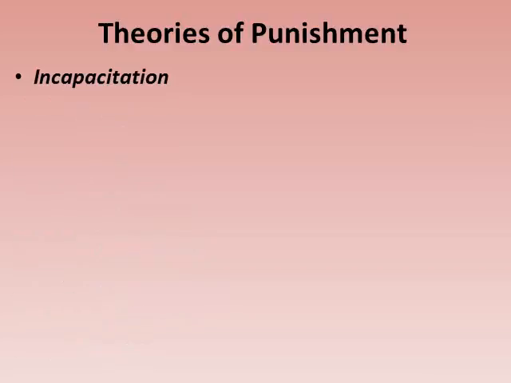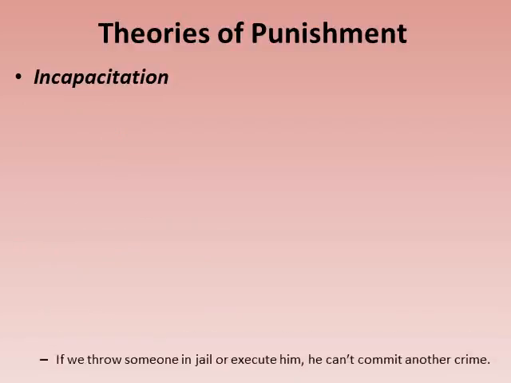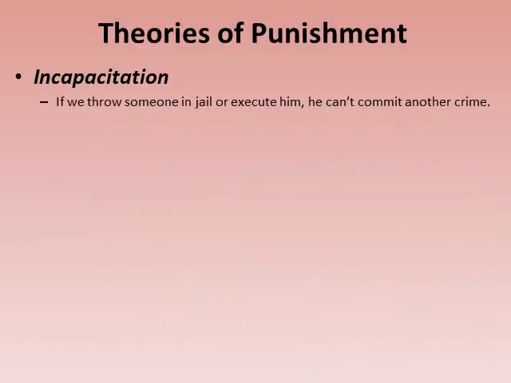The first goal of punishment is incapacitation. Basically, if we throw someone in jail, or we execute them for that matter, they cannot go and commit another crime. We're taking them out of action. So, if somebody has knocked off 7 different gas stations, we lock them up in jail, there's not going to be an 8th one that's going to be robbed by this person as long as they're locked away. So that's one goal of punishment, is to keep that person from committing another crime.